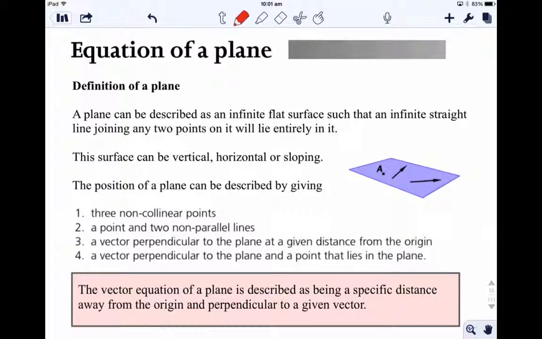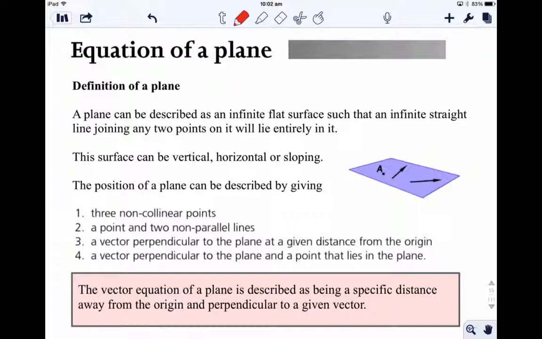So I'm going to do a few videos, and this is not the flying type, this is the flat infinite surface type, a plane in 3 dimensions. So there's 3 ways of writing the equation of a plane. I'm going to go through all of those 3 and maybe do one example here.